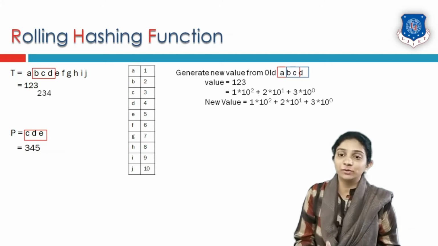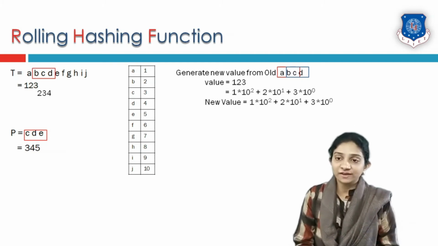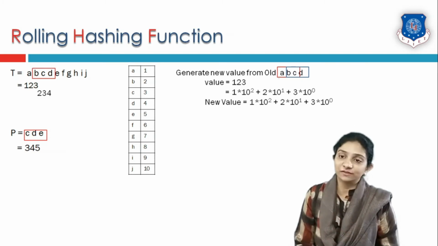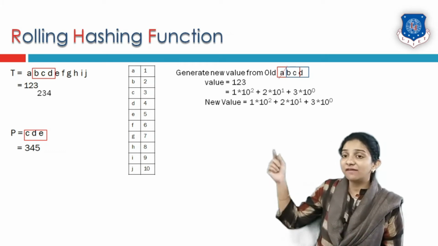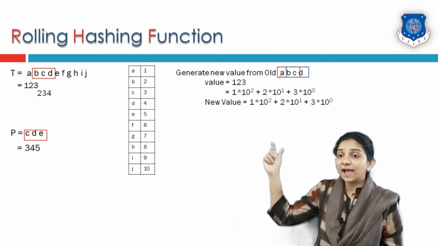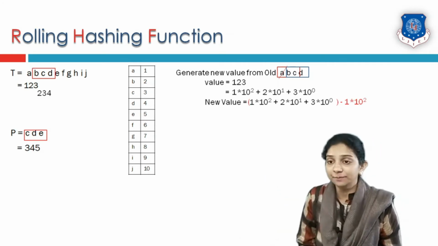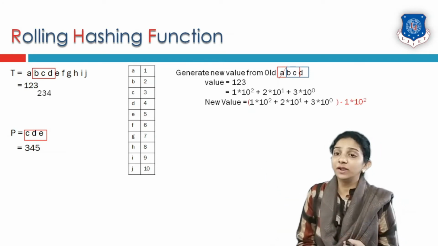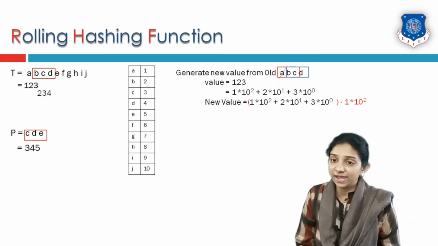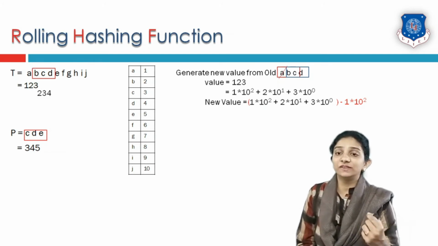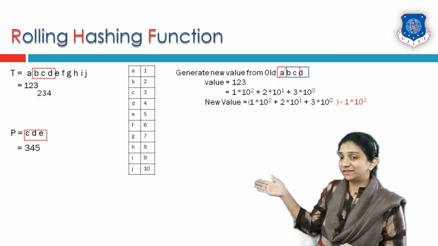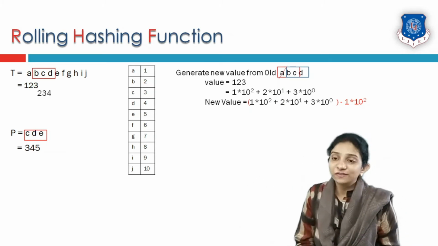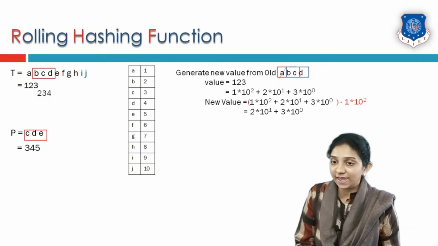That is 1 into 10 raised to 2 plus 2 into 10 raised to 1 and 3 into 10 raised to 0. Now from this particular window, I have to remove symbol A and add a new symbol B. So first I am going to remove the value of code A. Code A's value is 1, which is multiplied with 10 raised to 2. So from the existing value, I am going to subtract the value of A.